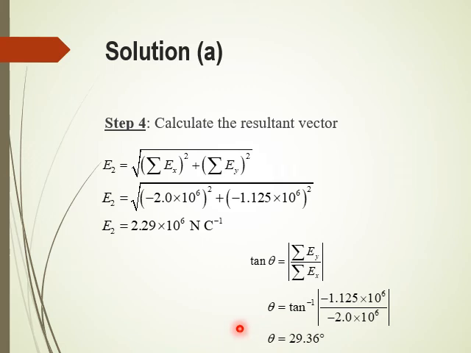How to determine the position of this angle? Let us go back to this equation. If you look at summation Ex, it is a negative value. Summation Ey is also a negative value. Negative x, negative y, which indicates that this new vector is located in the third quadrant. Therefore, how are we going to describe it? We're going to write it as below the negative x-axis. So that is the end of this question.